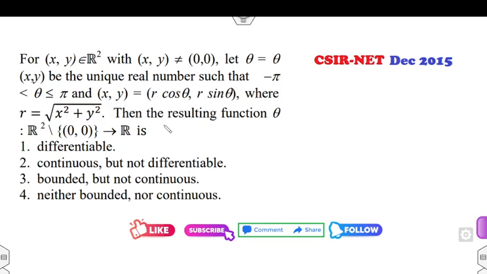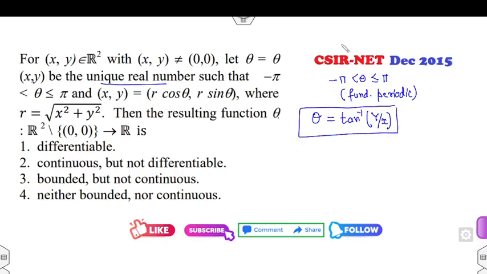Okay, now look at this another one. F is a two-dimensional function, theta is the unique real number such that minus pi is less than theta less than or equal to pi. That is called the fundamental period of this polar form. Then theta will be differentiable, continuous, bounded, or not bounded? Theta is tan inverse y over x in the polar form. Now you can clearly say, what is the range of the tan inverse? It lies between minus pi to pi, so that means it is bounded. So that is a bounded function.